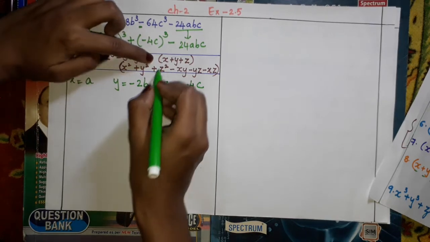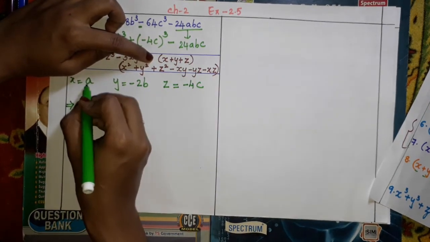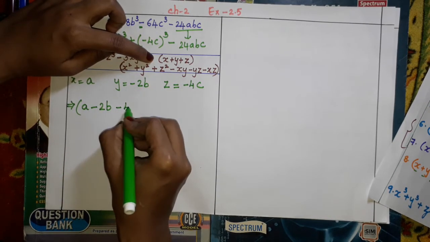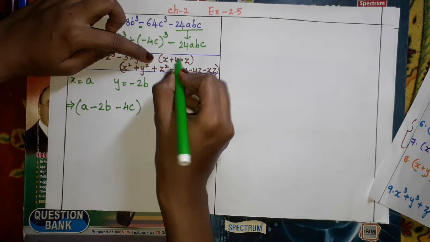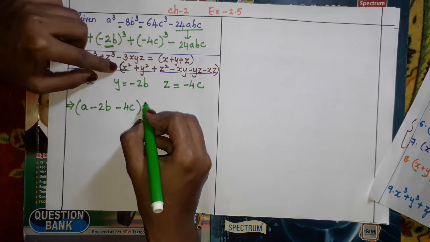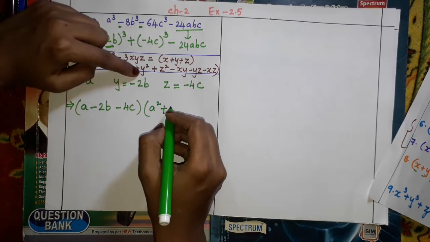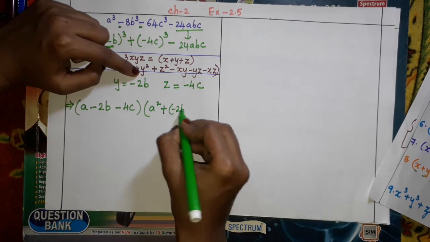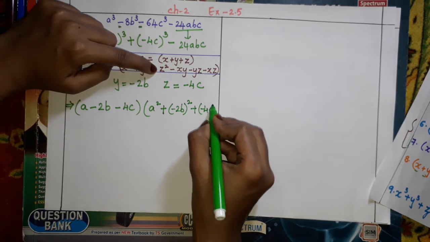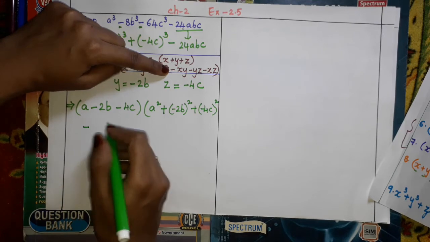Now first we have to open the bracket, x plus y plus z. So I'll write x as a, minus 2b, minus 4c. Here plus plus is there in the formula, but here we have minus, so that's why I have written minus. Then again open bracket: x square means a square, plus y square is nothing but minus 2b whole square, plus z square is nothing but minus 4c whole square. Then again minus, I'll be continuing down.